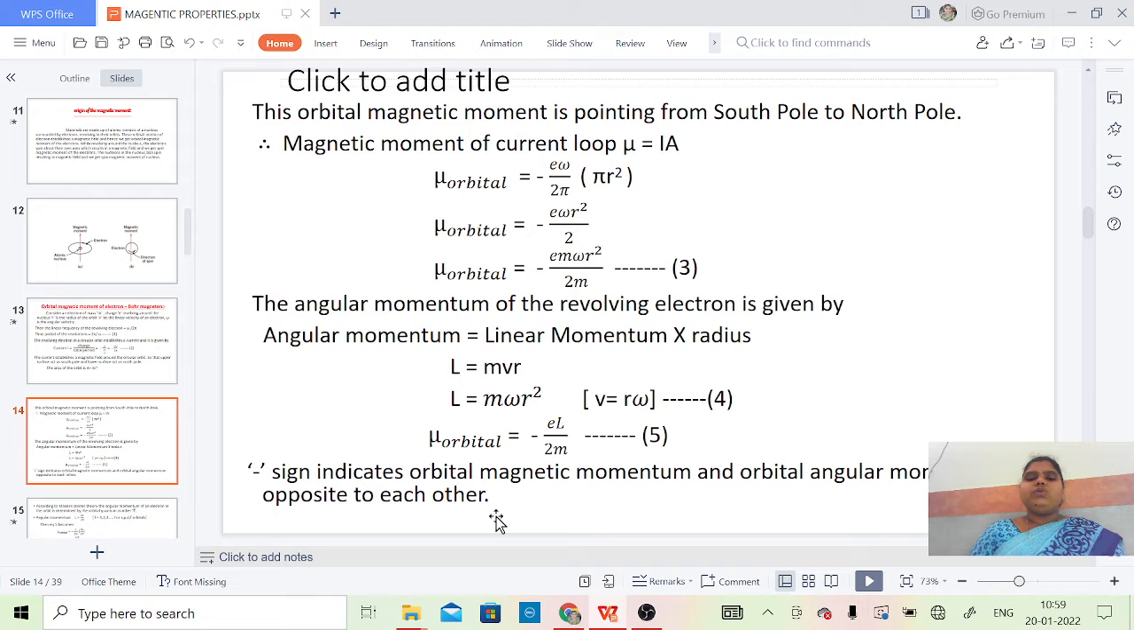Again we are getting three equations here. The minus sign indicates the orbital magnetic moment and orbital angular momentum oppose each other. That is the sign of the minus.